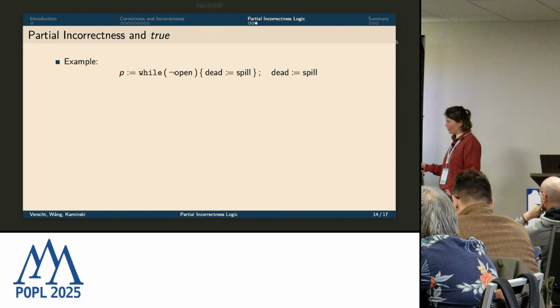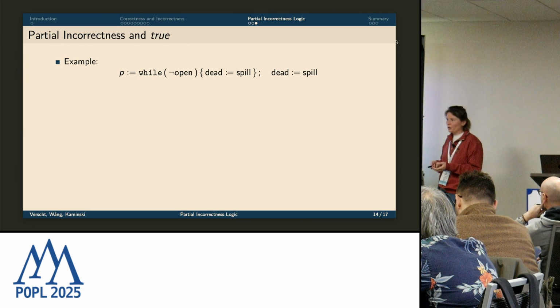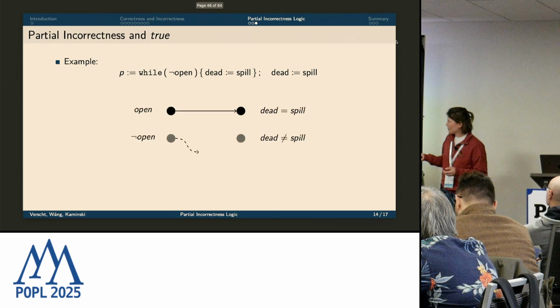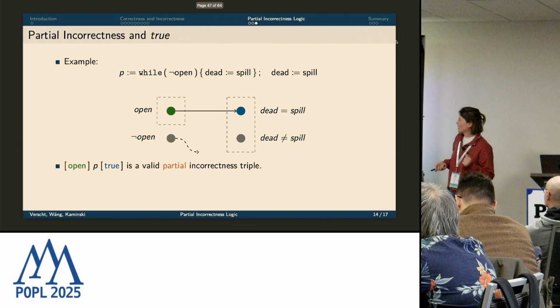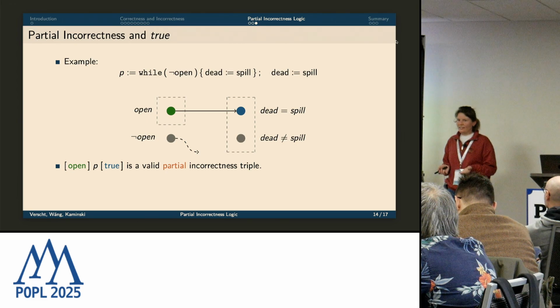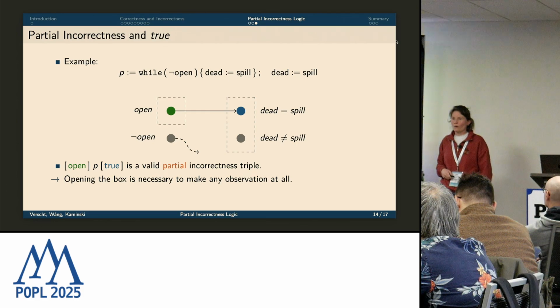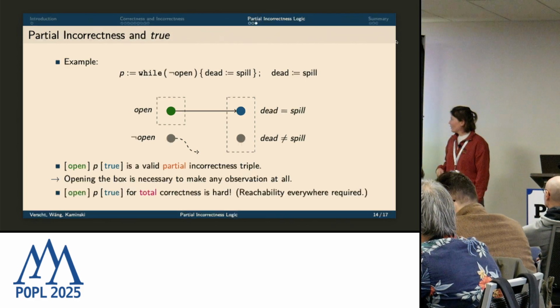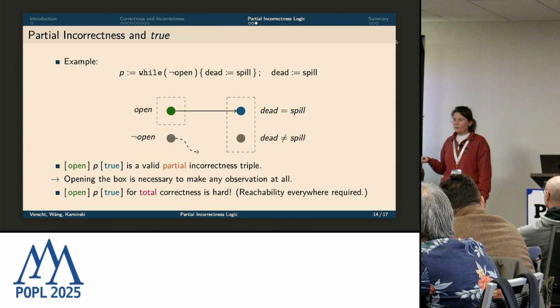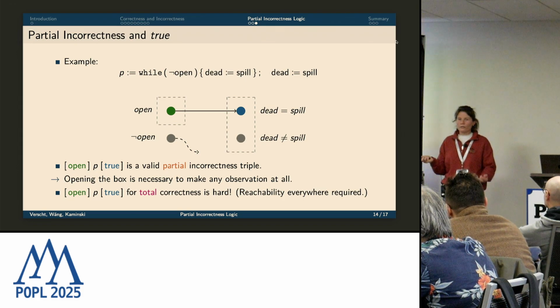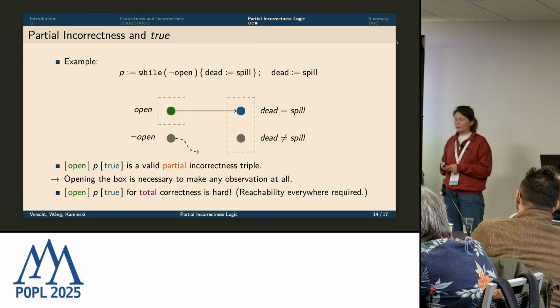So for example, it's a bit of a toy example, but if you think of a Schrödinger's cat situation, you have some kind of box that you could open or not, and you have a cat inside the box, and the cat could be alive or not, depending on whether some poison was spilled or not. This is the program graph representing this situation. And then you look at the triple open, program, true, which is valid for partial incorrectness, then you know that in order to know anything about the cat in the end, the box must have been opened. So in order to make any observation, you have to open the box. And proving this for total incorrectness is hard because you would require reachability of all final states, which is in many cases not a sensible assumption.